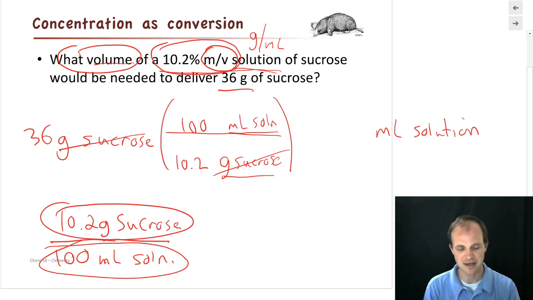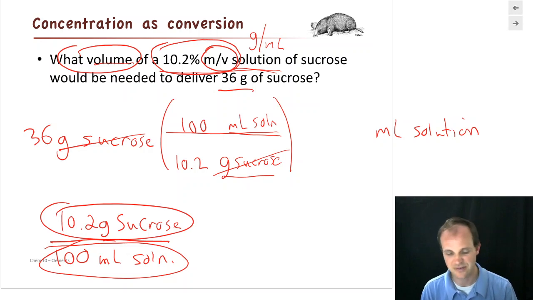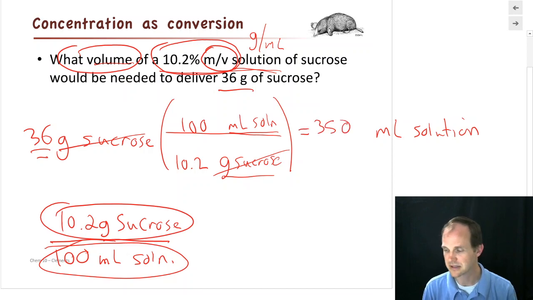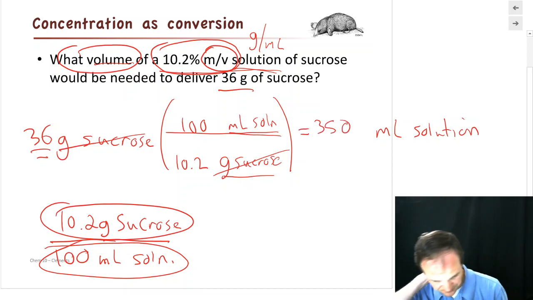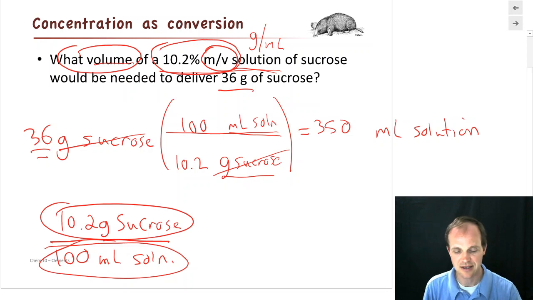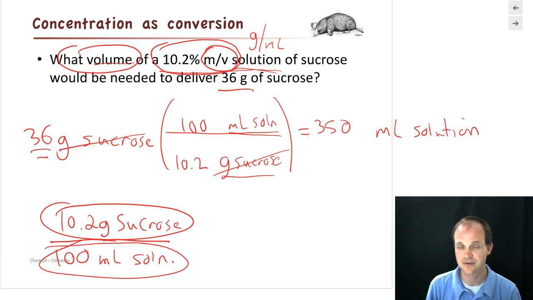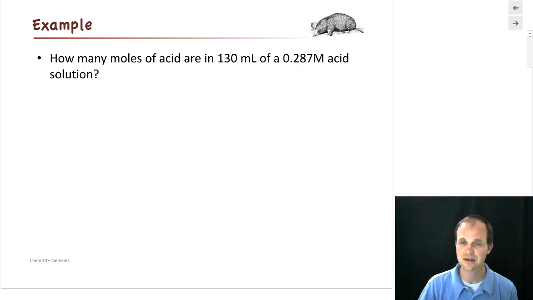I multiply that out. I take 36 multiplied by 100 divided by 10.2, and I get myself 352.94, 2 sig figs here. So I get 350 milliliters of solution is what I need to get 36 grams of sucrose. So that's how we can use it as a conversion. And sometimes the conversions are one step, sometimes they require another step.